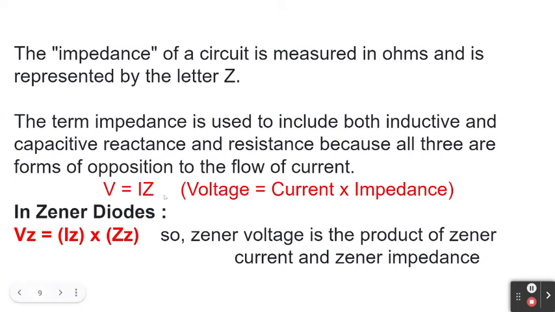So basically, by Ohm's law, the voltage is equal to the current multiplied by the impedance. So voltage equals current multiplied by impedance. But for Zener diodes, the VZ is equal to IZ multiplied by ZZ. So Zener voltage is the product of the Zener current and the Zener impedance. I'm talking about this because we will be discussing the impedance of the Zener diode on the next few slides.